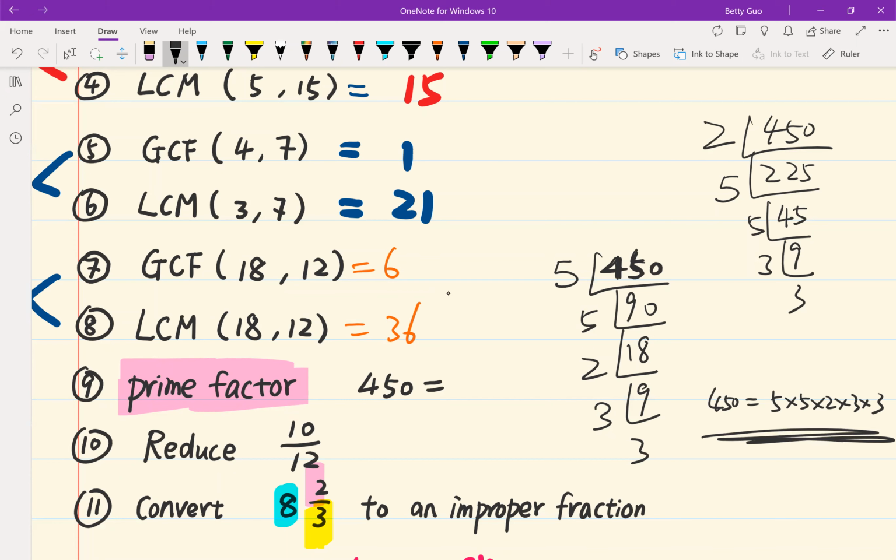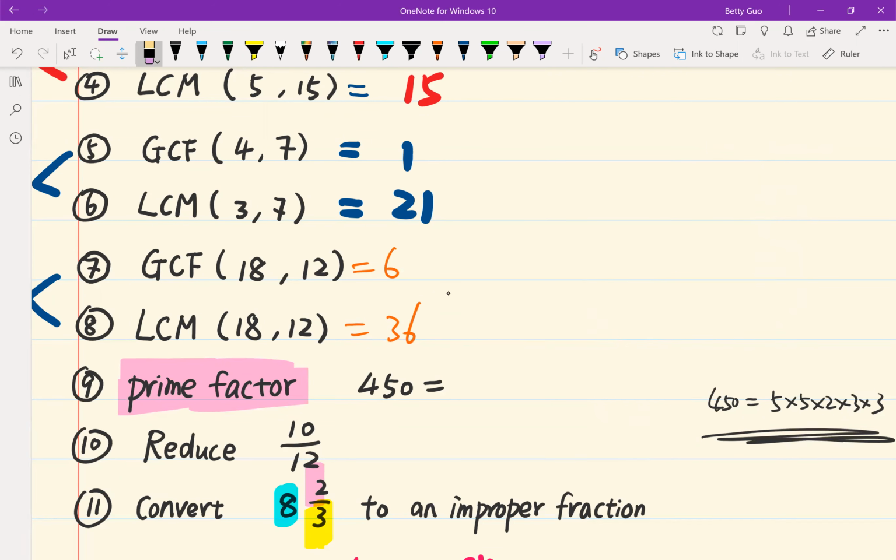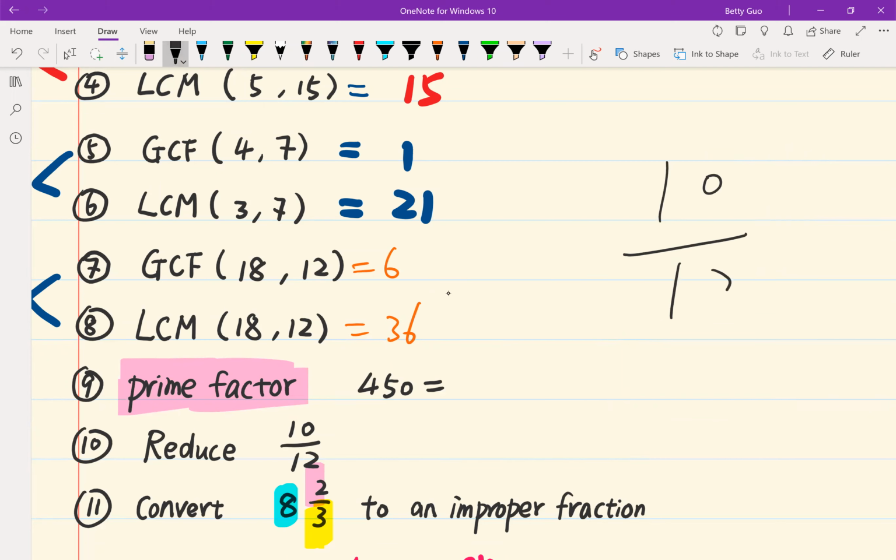Number 10, reduce the fraction 10 over 12. I'll give you a few seconds. This one is so easy. How do we reduce this fraction? We can divide by 2. Exactly, because 10 and 12 are both even, right? We divide by 2, divide by 2. What do we have? Do we have 5 over 6?